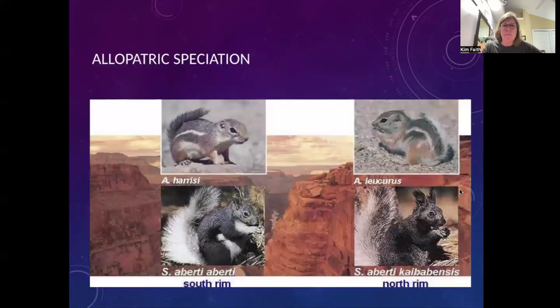So these squirrels, this is an example of allopatric. If you've ever been to the Grand Canyon, you know it's huge. We have these squirrels from the South Rim and the North Rim. There are 4 different species of squirrels. Of course, at one point in time, there was one, and then they live in completely different areas due to the changing landscape of the Grand Canyon over millions of years. And now we have 4 different types of squirrels.